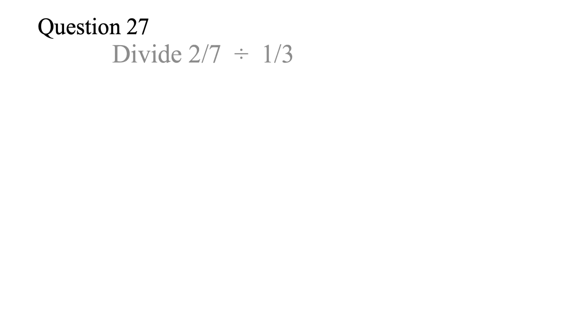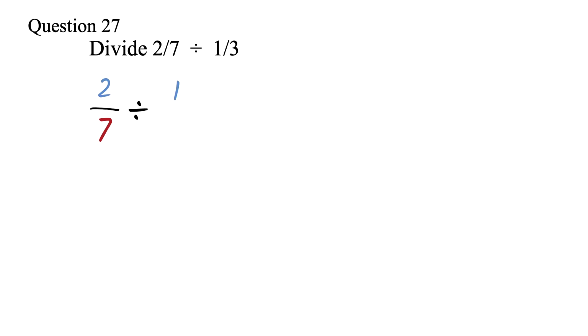Question 27. Divide 2 over 7 by 1 over 3. The work here is to convert the division question into multiplication and solve it exactly like we did in question 26. You'll maintain the first fraction, 2 over 7. Then you'll change the division into multiplication. Then finally, you'll flip the second fraction. So instead of having 1 over 3, we'll have 3 over 1. The rest is just multiplication like in the previous question.